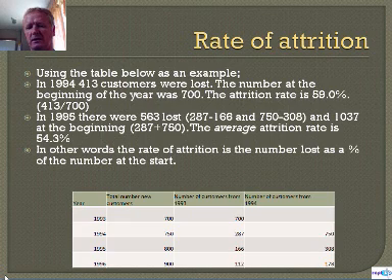So you had a 1993 cohort and you had a 1994 cohort, and in the 93 cohort we had 287 minus 166, and in the 94 cohort we had 750 minus 308, and there were 1037 at the beginning of the year. So the average retention rate is 54.3%. In other words, the rate of attrition is the number lost as a percentage of the number at the start.